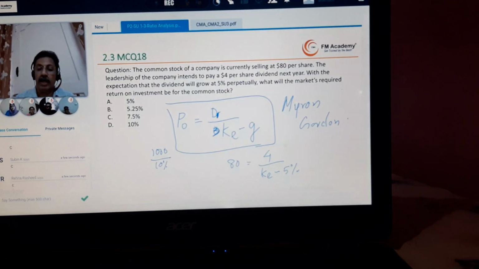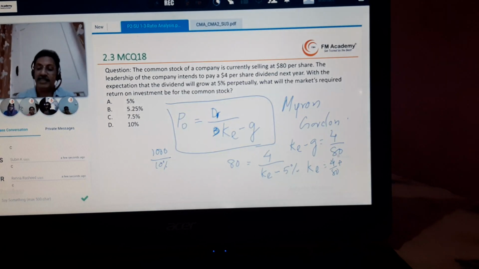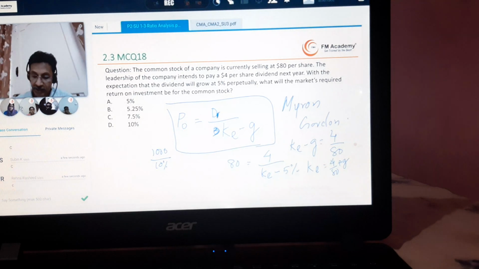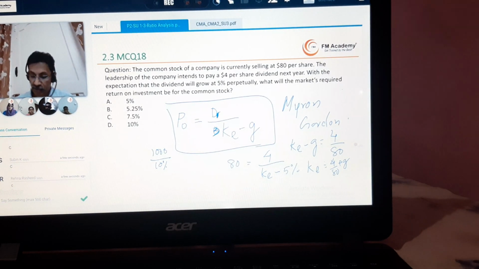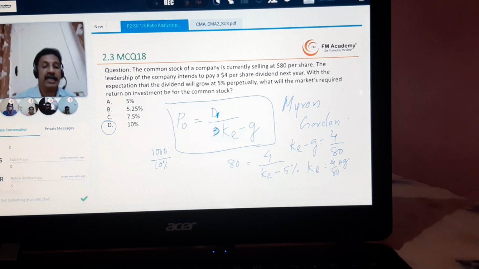So KE minus G is equal to 4 divided by 80. So KE is equal to 4 divided by 80 plus G. 4 divided by 80 is 0.05, plus 0.05 is the growth. So it is 0.1. 10% is the answer.